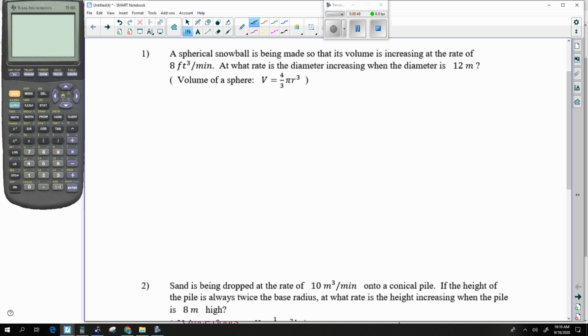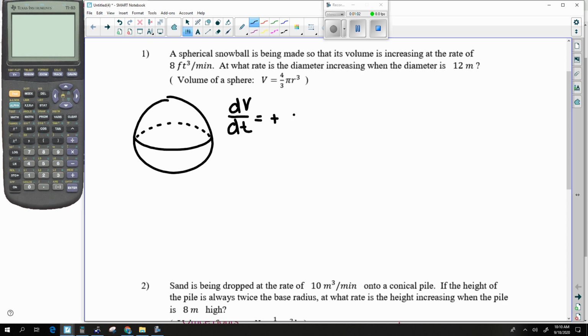Okay, I always like drawing pictures even if they're not necessary. All right, so here's our sphere. What do we know about this sphere? We know that its volume is increasing, so that is at 8 cubic feet per minute. I think this is supposed to be a foot, not a meter. I'll make a change. So there is that, and then what is the rate of the diameter increasing when the diameter is, we'll say, 12 feet. So the diameter is 12 feet.